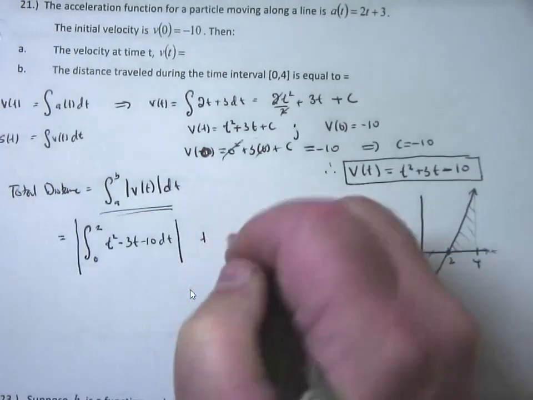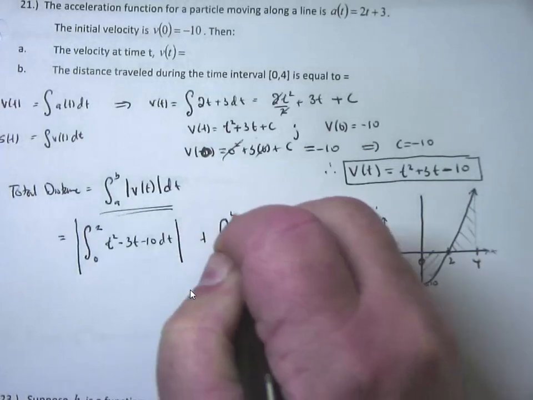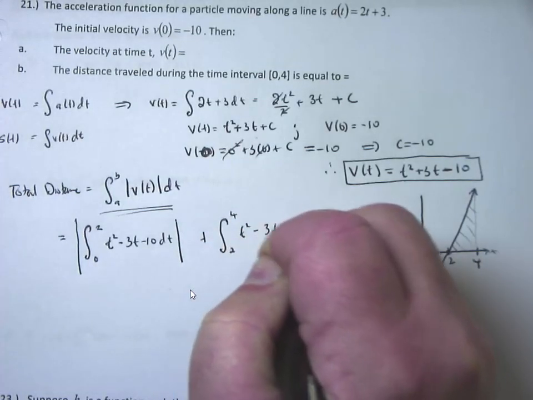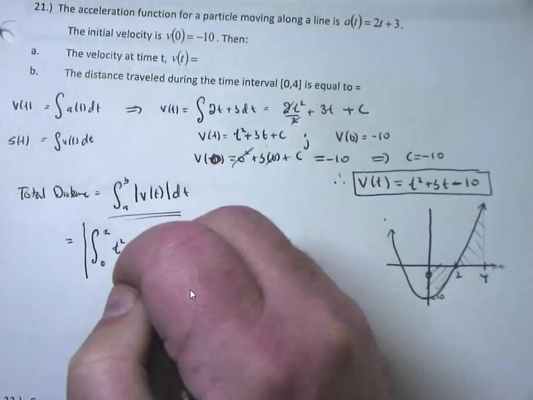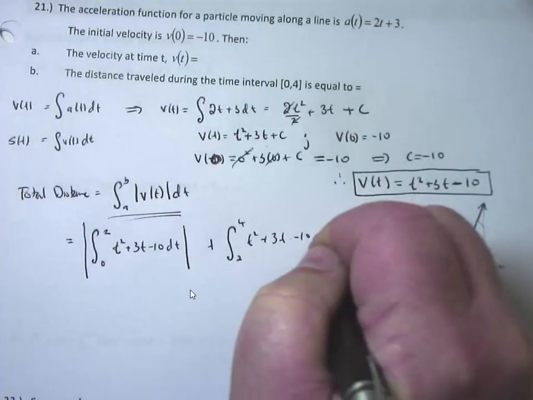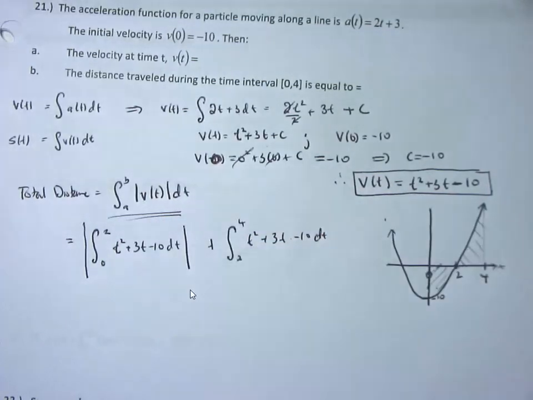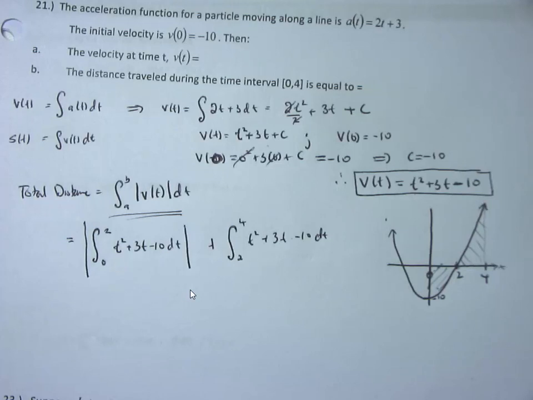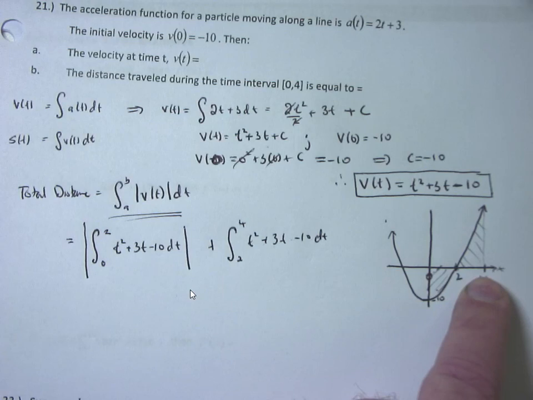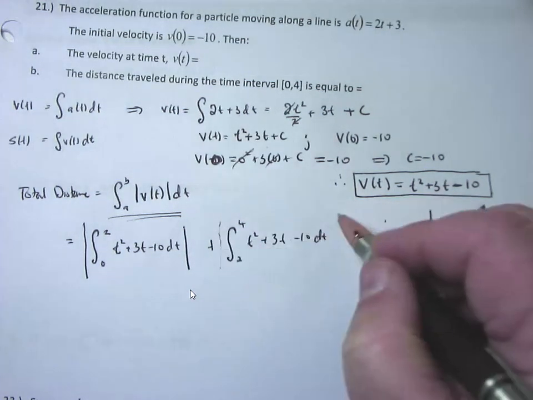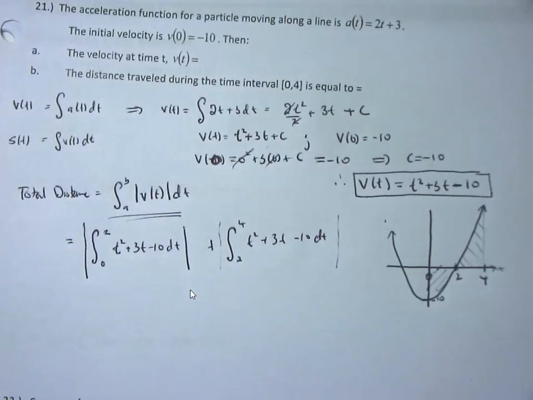And then I'm going to add the integral between 2 and 4 of t squared plus 3t minus 10 dt. What kind of answer will I get when I integrate t squared plus 3t minus 10 between 2 and 4? Well, the region is above the x-axis. That's positive. You can put some absolute values around this guy, but honestly, those absolute values aren't going to mean anything because the answer is going to be positive there. Does that make sense? And this is how you get your answer.